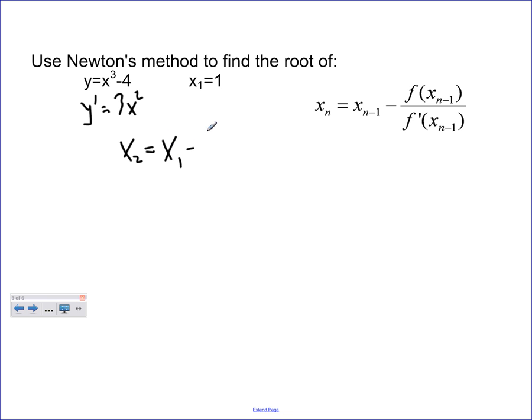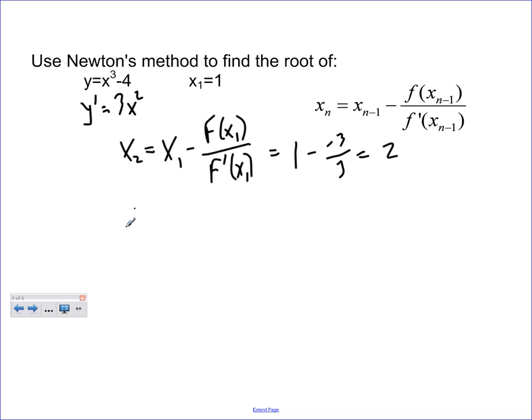x sub 2 is equal to x sub 1 minus f of x sub 1 over f prime of x sub 1. Okay? And so we just plug in what we know. We know that x sub 1 is 1, minus, well, f of 1 is 1 cubed, which is 1, 1 minus 4 is negative 3, over f prime, which is 3 times 1 squared, so that's 3. Okay? So this becomes 1 plus 1, which is 2.